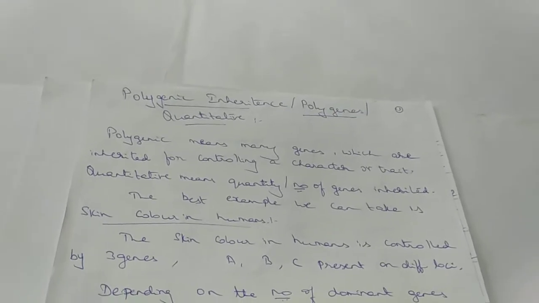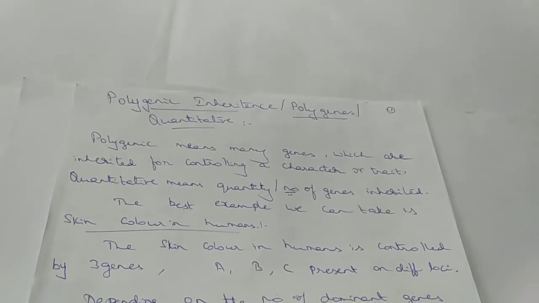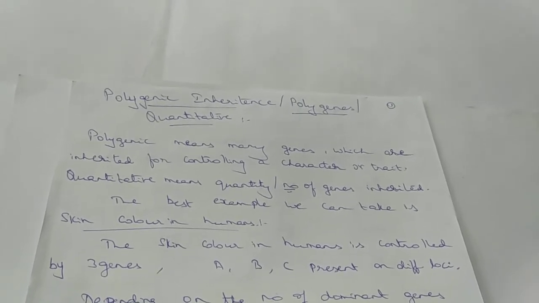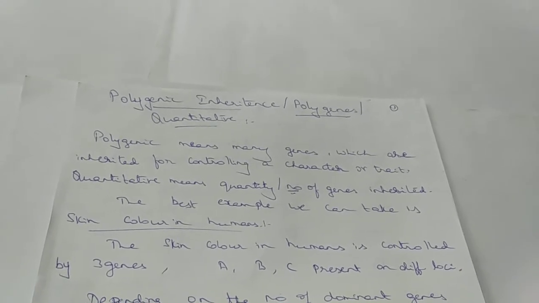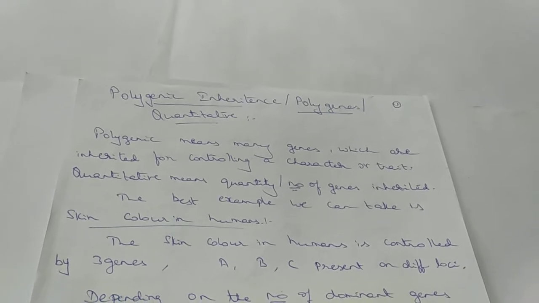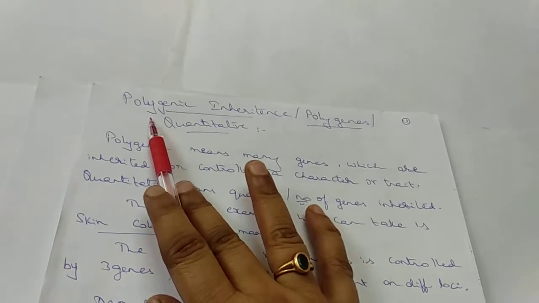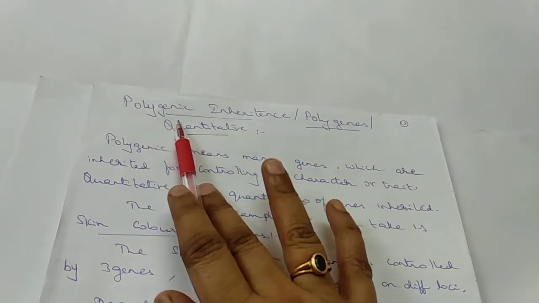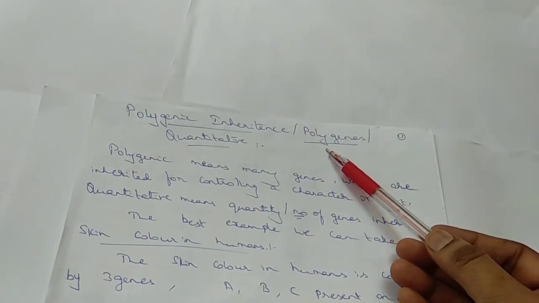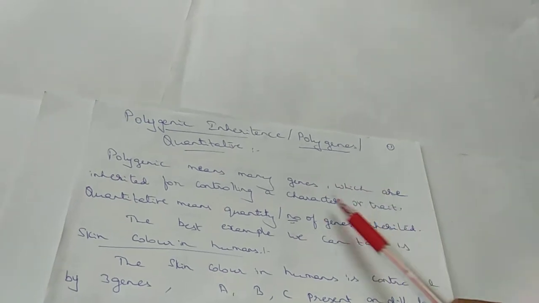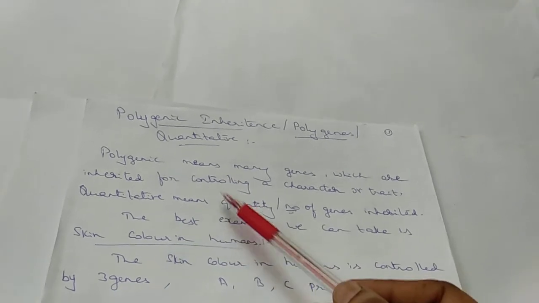Good morning, students. Let's continue with our next topic, which comes under multiple allelism. That's about the polygenic inheritance or polygenes. The polygenic inheritance is going to come under the multiple factor inheritance also, where the word multiple refers to many. In the same way, polygenic refers to many genes which are going to be inherited, or it can also be called the polygenes, where many genes are inherited for controlling a character or a trait.